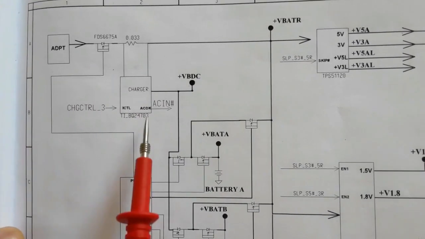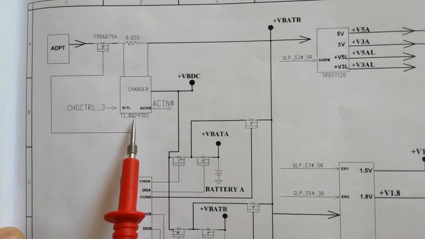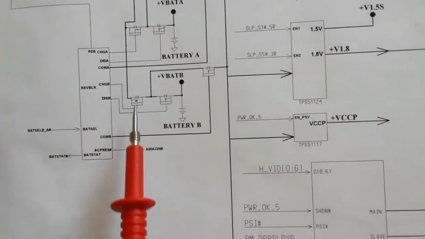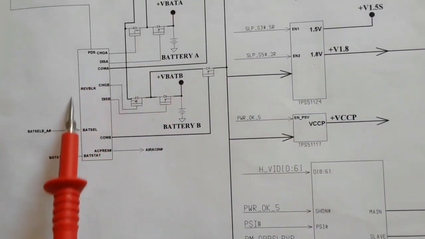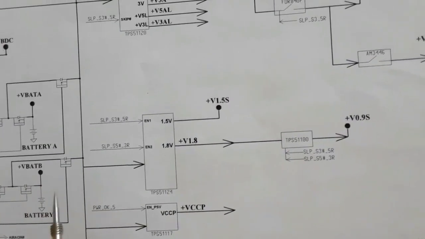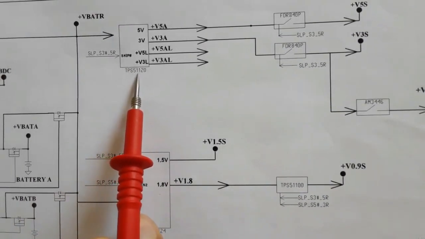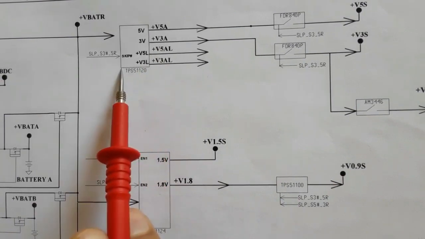This is the charge IC, as you can see. Here we have the BQ24703. This is a charge IC. Here these are MOSFETs. These symbols mean MOSFETs. This is also part of the charge IC. Here we have, as you can see, the TPS51120. This is the power management IC for 3 volt and 5 volt always.